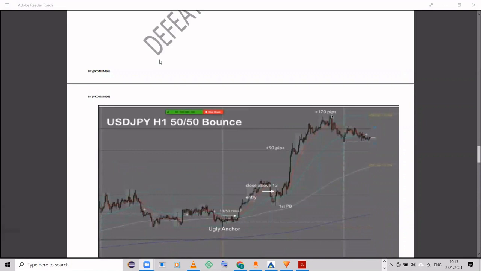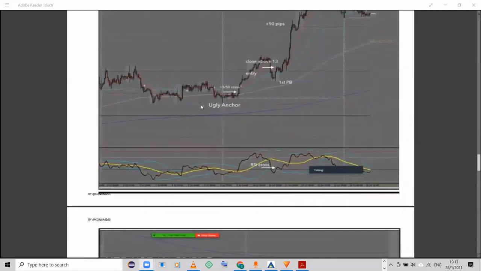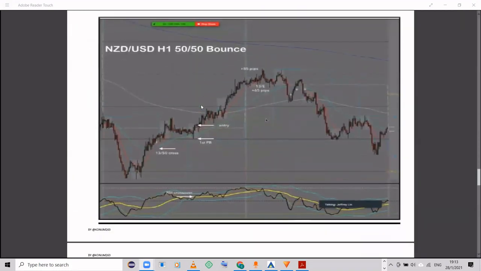And if you manage to spot that trade and enter into it, this would have rewarded you 90 pips. If you would have held it much longer, 170 pips for you, my guy. 170 pips for you, my friend. Yes, my friend, that's beautiful, I know.